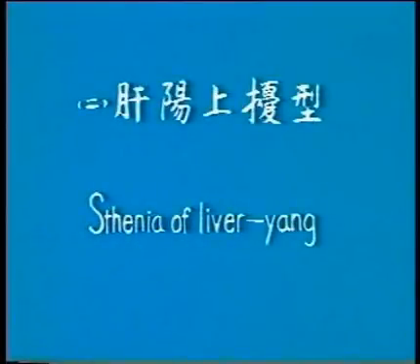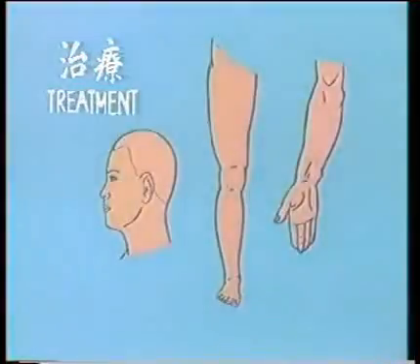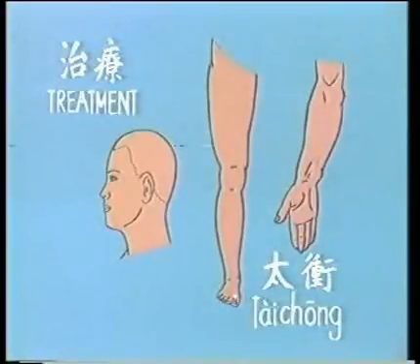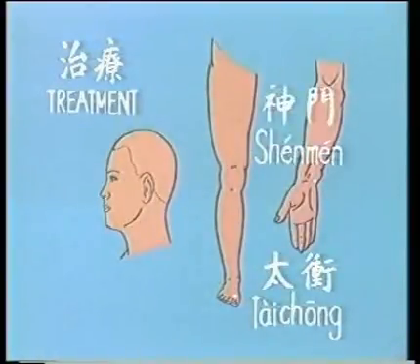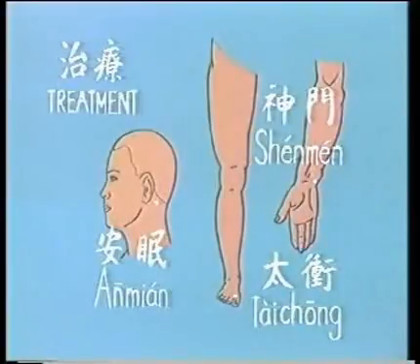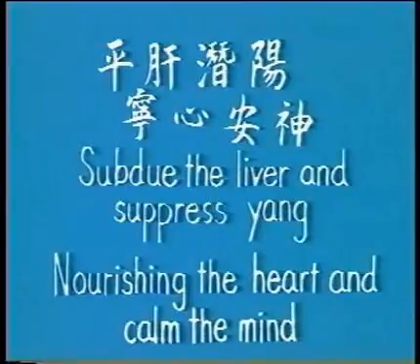2. Flaming up of the liver fire. The patient has insomnia caused by depression, which leads to the flaming of the liver yang. The pulse is wiry, and the body of the tongue is covered with a thin yellow coating. Treatment: Taichong, Liver 3, Shenmen, Heart 7, and Anmian, Extra Point. This prescription can suppress the liver yang and relieve mental stress.